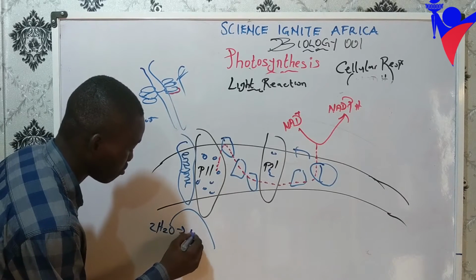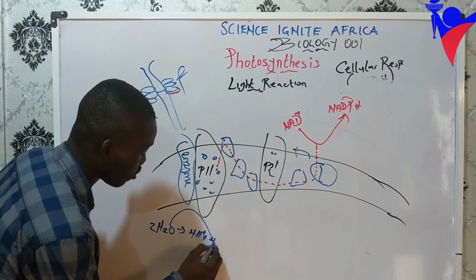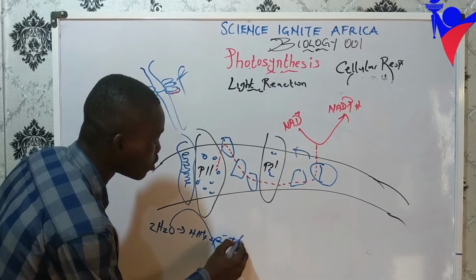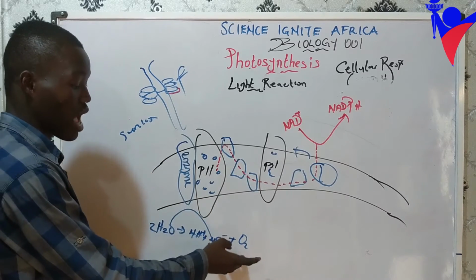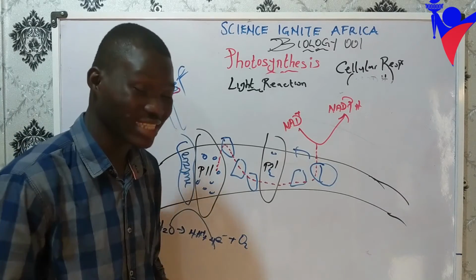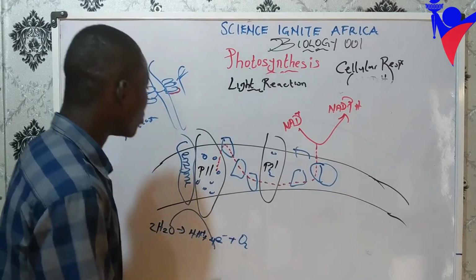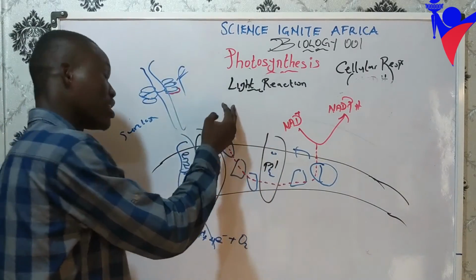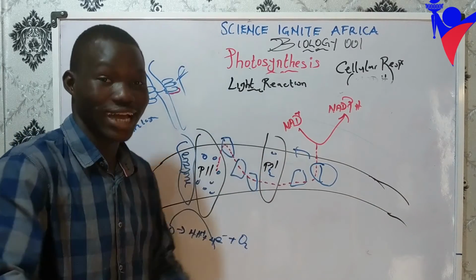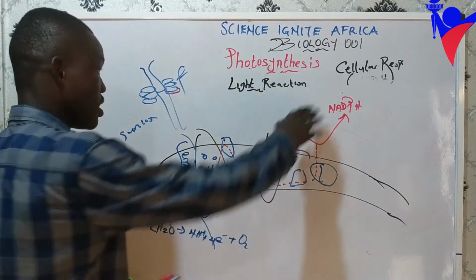The enzyme splits water into 4H plus, 4e minus, plus O2. So you can see we split water into proton, electron, and oxygen. Don't forget, oxygen is given up during photosynthesis. So this oxygen will leave the thylakoid membrane, it will leave the stroma, it will leave the chloroplast, it will leave the plant leaf, it will go to the atmosphere. What do we do? We breathe it in and use it for our own cellular respiration.